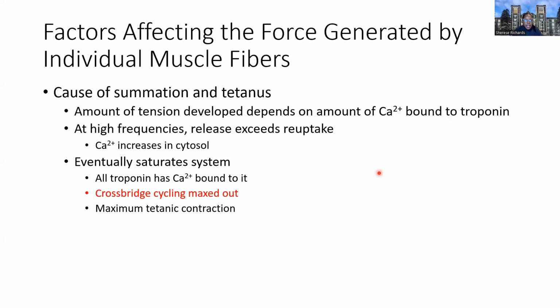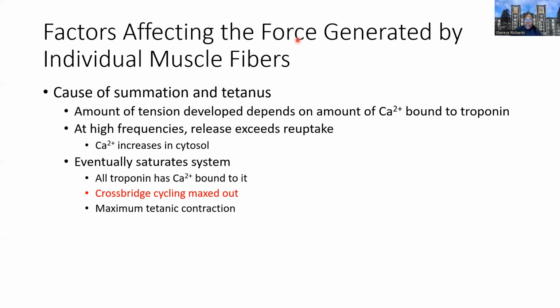So when we think about summation and tetanus, the reason here is the amount of calcium that's bound to troponin. Because troponin still has calcium bound to it, it will still be allowing the myosin binding sites to bind myosin, which is equal to cross-bridge cycling, right? So cross-bridge cycling equals contraction or force generation.